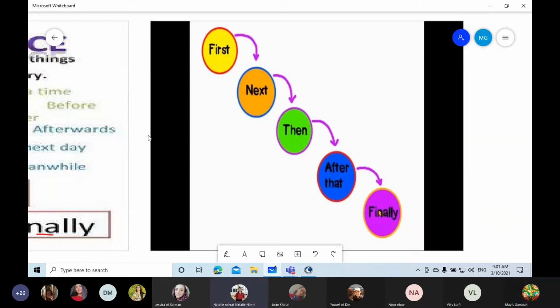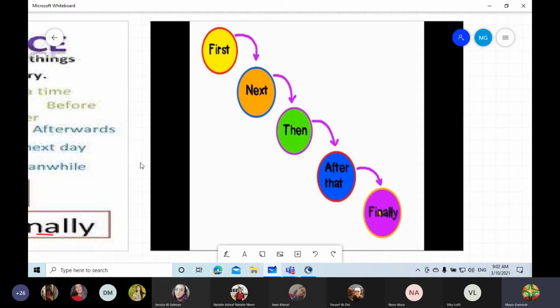First, next, then, after that, finally. All right, Natalie, can I put finally at the beginning? No, teacher. Why? Because it means that it ends, in order to be at the end of the story, and not at the beginning, because we have other phrases to start with, such as first or at the beginning. All right, thank you, dear.